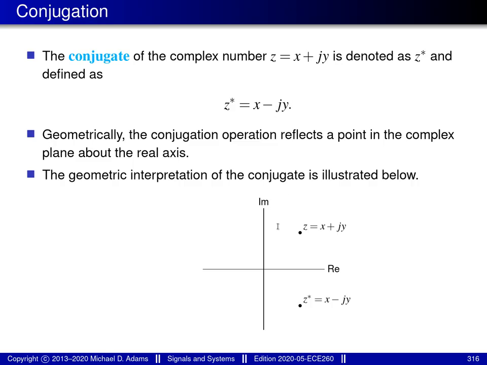And the geometric interpretation of conjugation is shown in the figure at the bottom of the slide here. So if you have a complex number z, which lies somewhere in the first quadrant in this example, the conjugate of z is going to lie down here. And essentially the conjugate is just mirroring this point through the real axis. This is the geometric interpretation of the conjugate.